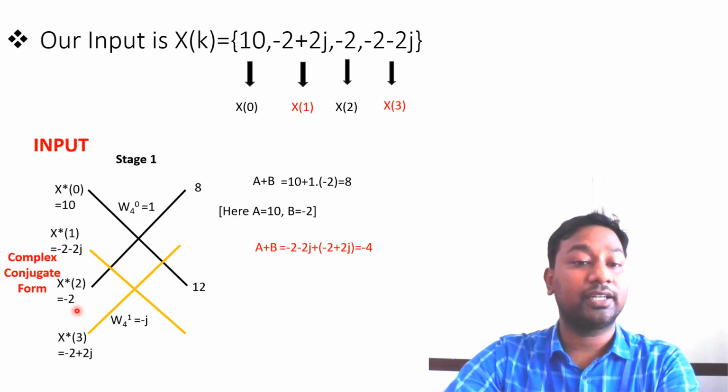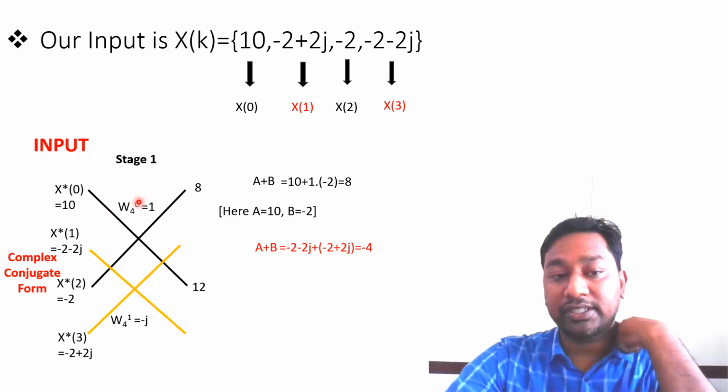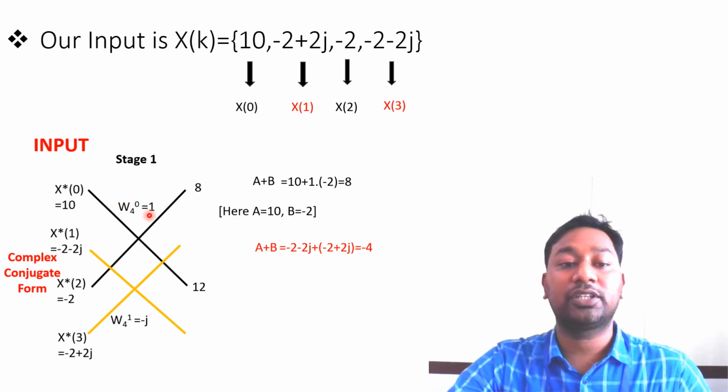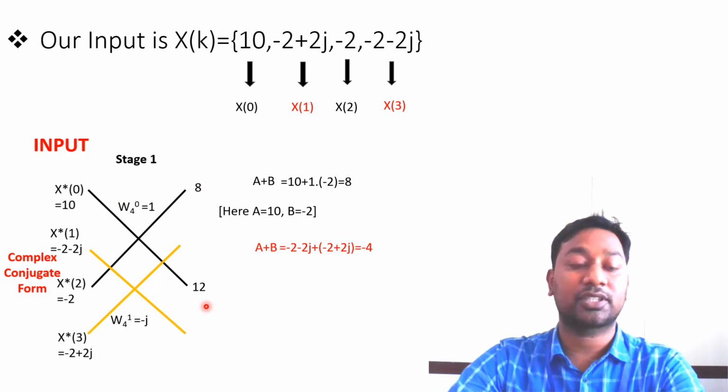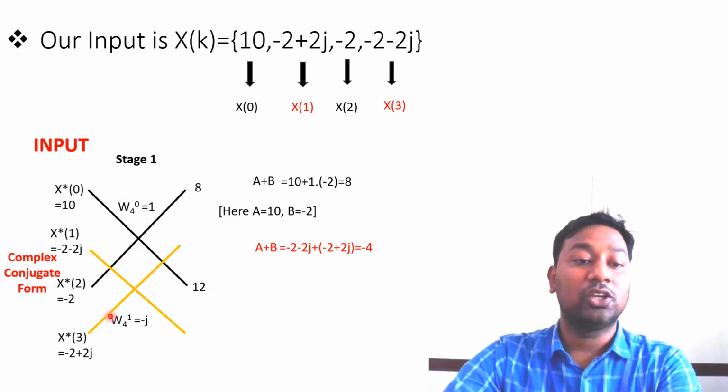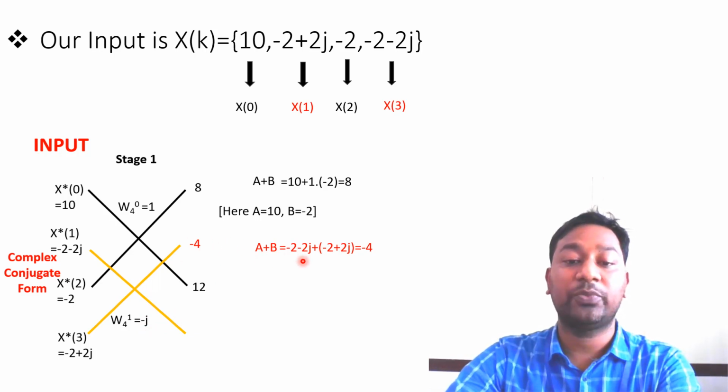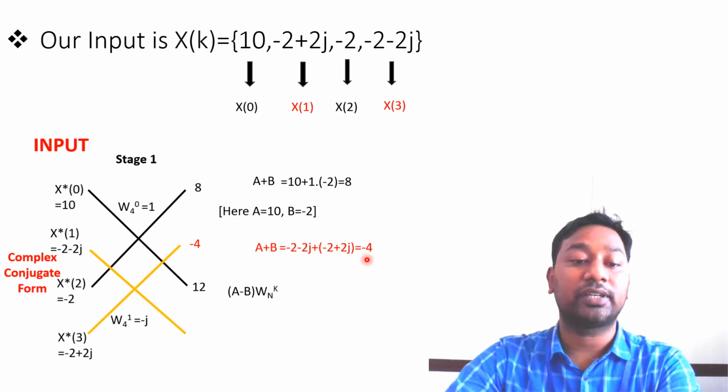The butterfly is associated with omega 4 to the power 0 equal to 1, so it is simple addition and subtraction. Now coming to the next butterfly: minus 2 minus 2j and minus 2 plus 2j, with omega 4 to the power 1 equal to minus j. The first answer is minus 4, that is simple addition, a plus b. If we do the addition, the minus 2j and plus 2j get cancelled and we get the value minus 4.